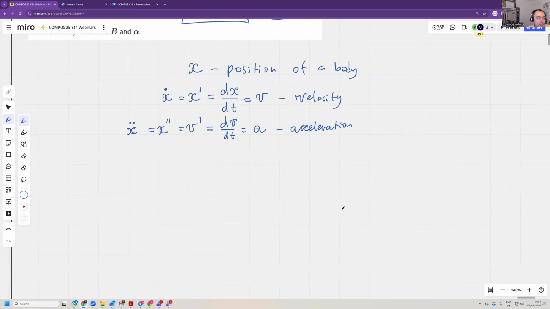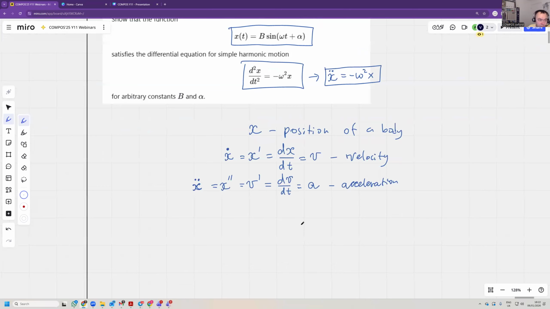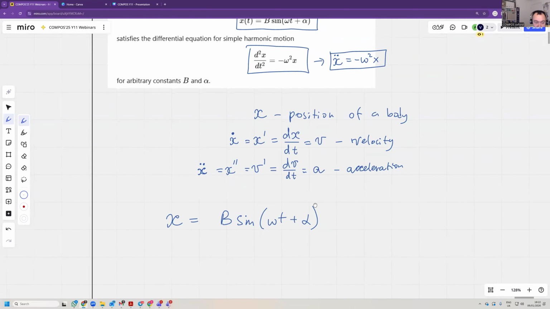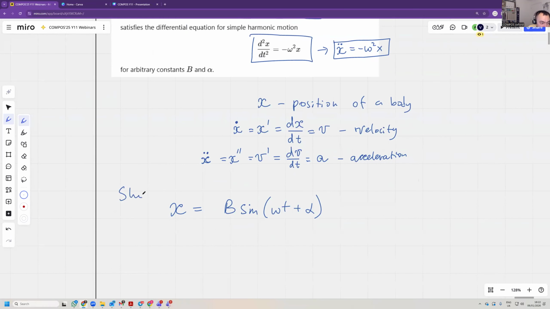Now here, they're saying show that x is b sine of omega t plus alpha, where b is a constant and alpha is an arbitrary constant. Show that this is a solution to x double dot is minus omega squared x.